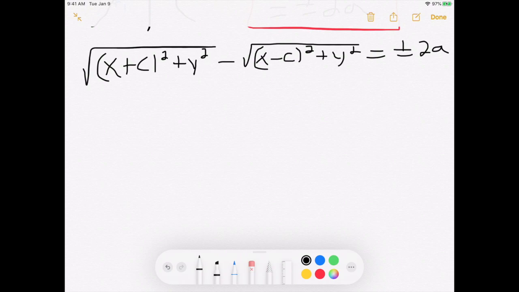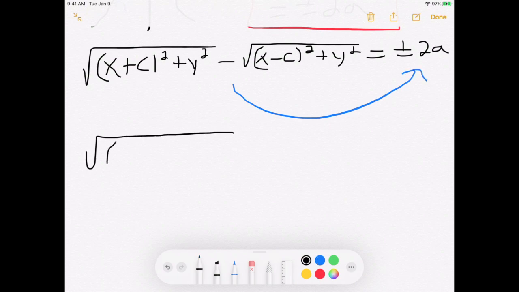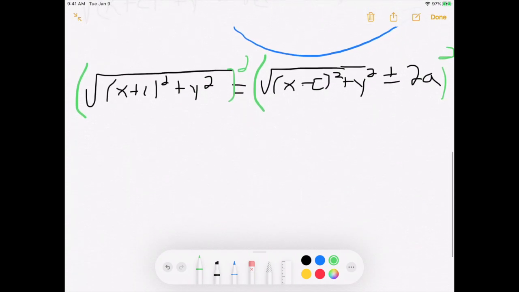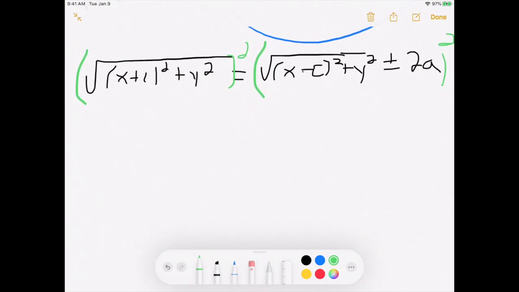So this is the equation we're starting to simplify. And what I'm going to do first is move this negative square root term to the other side. I'm not going to simplify what's inside, I'm just going to leave it unsimplified. So the square root of (x plus c) squared plus y squared is going to equal the square root of (x minus c) squared plus y squared, plus or minus 2a. At this point, I'm going to square both sides, which is going to work out pretty nicely on my left side, getting rid of my square root.